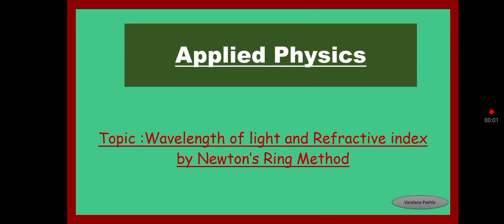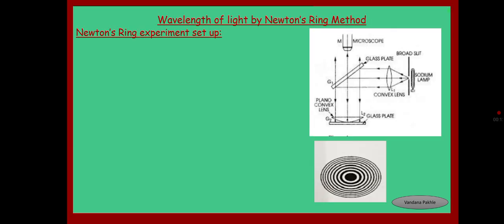Dear students, today's topic is wavelength of light and refractive index by Newton's rings method. This topic is from the interference chapter. This topic is divided into two parts. One is wavelength of light, and second is refractive index of a liquid. So first, that is wavelength of light by Newton's rings method.